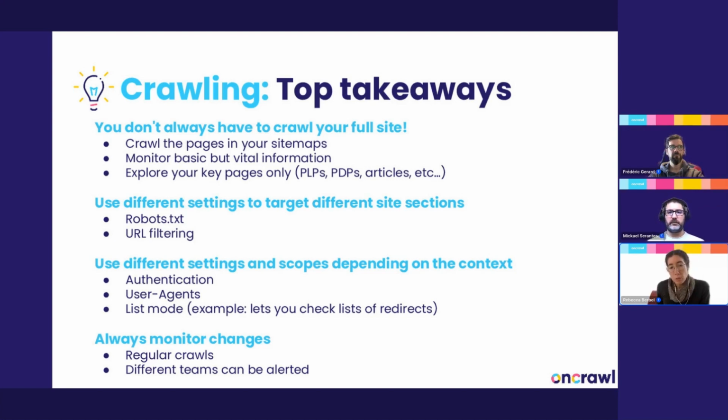So those are things that you might want to crawl regularly and just be alerted for if there's something going on. It doesn't always have to be you. You can alert that team directly through a system like Slack, or you can send them an email. Those are all things that can be done within Oncrawl. If you only want to monitor blog pages and only want to tell the marketing team about that, that works too.